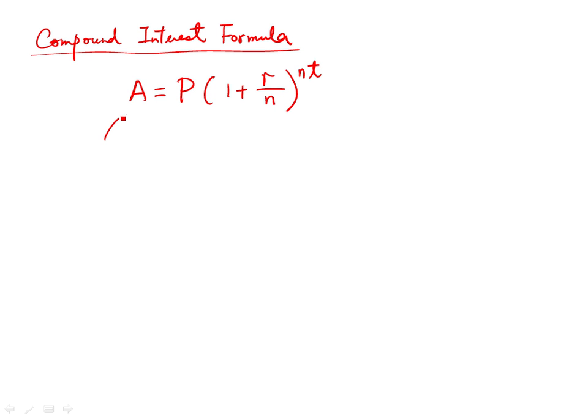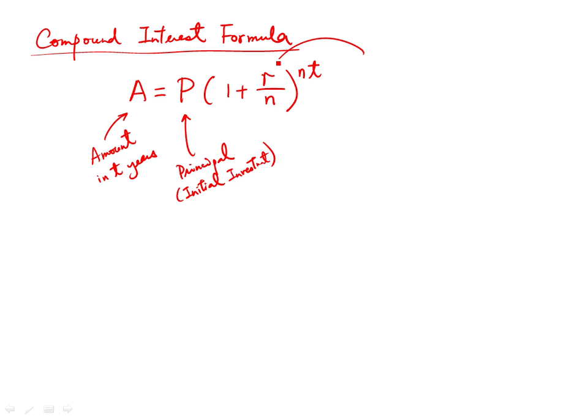The A is the amount in T years. And the P is the principal. So that is the initial investment, right? Or the money that you borrow, depending on how you look at that. And the R, what is the R? What's our rate? Interest rate. And the T, of course, is the time in years.